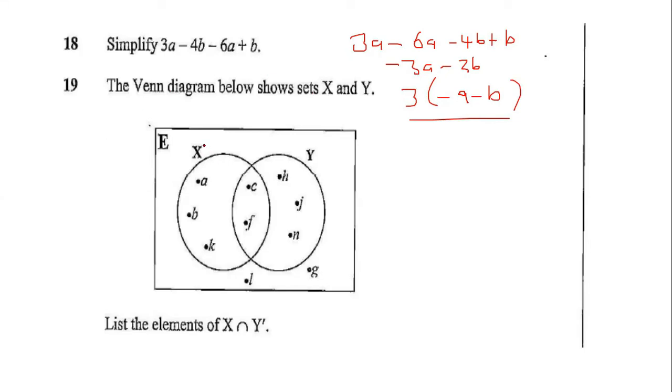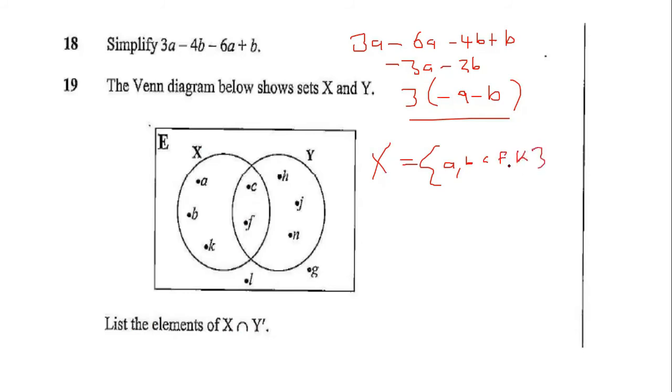So we have X and the Y. All right. Then they are saying list the elements of X intersection Y complement. So the first thing that you're going to do is we are going to list the members of X. Always list one by one. So the members of X, we have A, B, C, F, K. So we have A, B, C, F, and K.